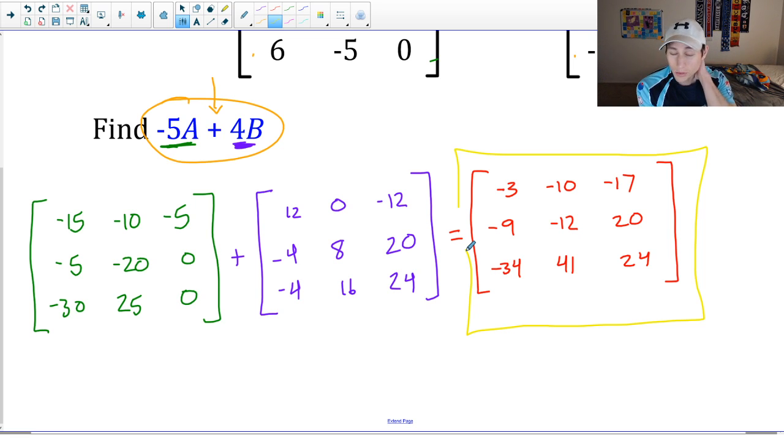So it was just scalar multiplication first. After that was done, add the matrices together.